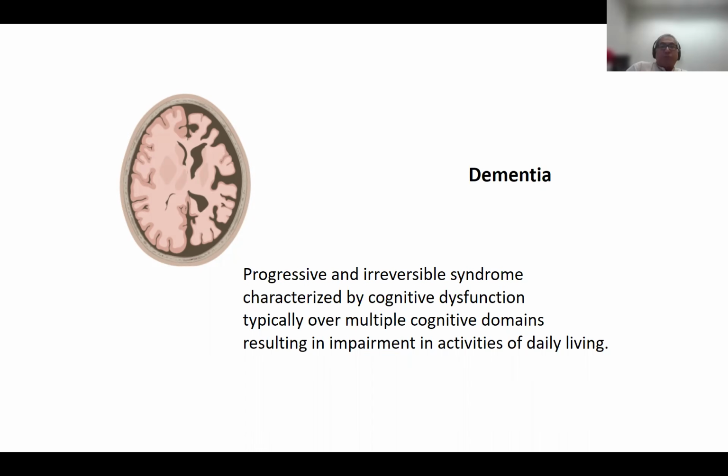a progressive and irreversible syndrome characterized by cognitive dysfunction, typically over multiple cognitive domains, resulting in impairment of activities of daily living. And so if we break this down a little bit, progressive and irreversible is a feature of dementia. If you want to compare that with, for example, delirium, delirium is not necessarily progressive and is reversible, right? And so if somebody's in the hospital and they sundown when it gets dark and they get confused and agitated, you could consider that delirium, but the next day they might rebound. And so that's not technically dementia.